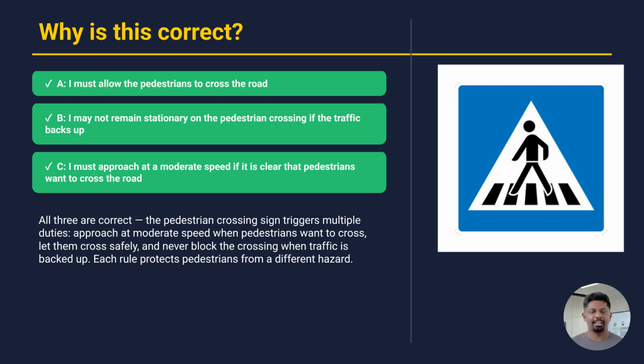All three are correct. The pedestrian crossing sign triggers multiple duties. Approach at moderate speed when pedestrians want to cross. Let them cross safely and never block the crossing when traffic is backed up. Each rule protects pedestrians from a different hazard. All right, let's move on to the next question.